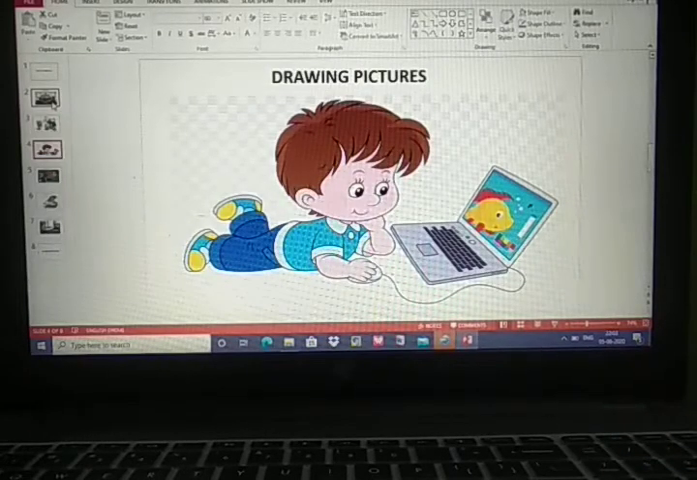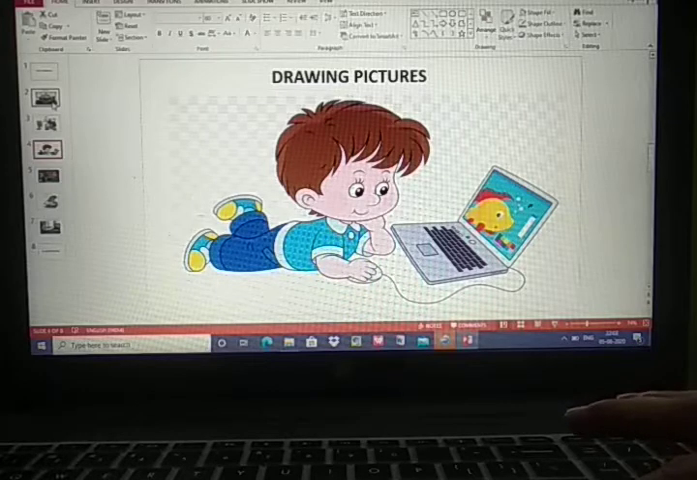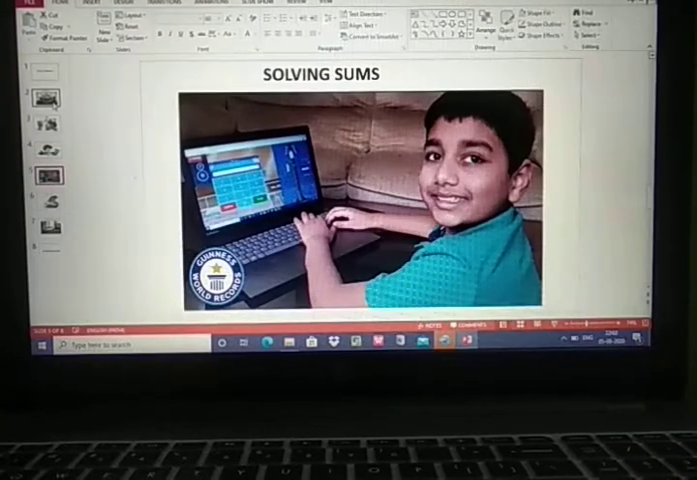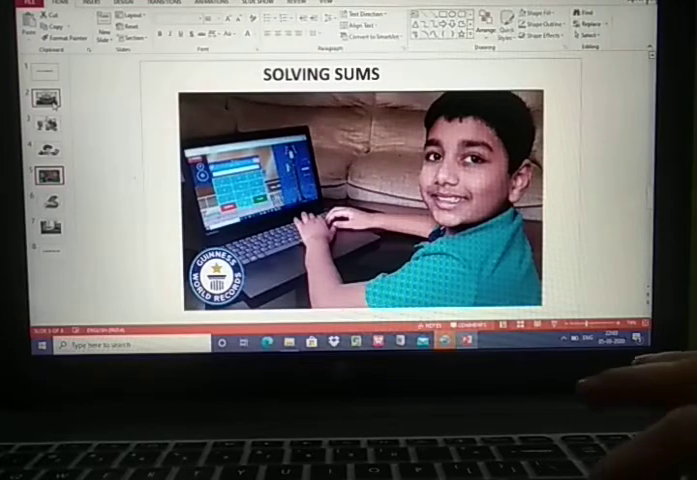Third is drawing pictures. See, that boy is drawing pictures now. So that one, to draw and color pictures we use computer. Okay, using mouse we can draw and color pictures. So computer is used to draw pictures. Next is solving sums. So big sums we can solve using computer.